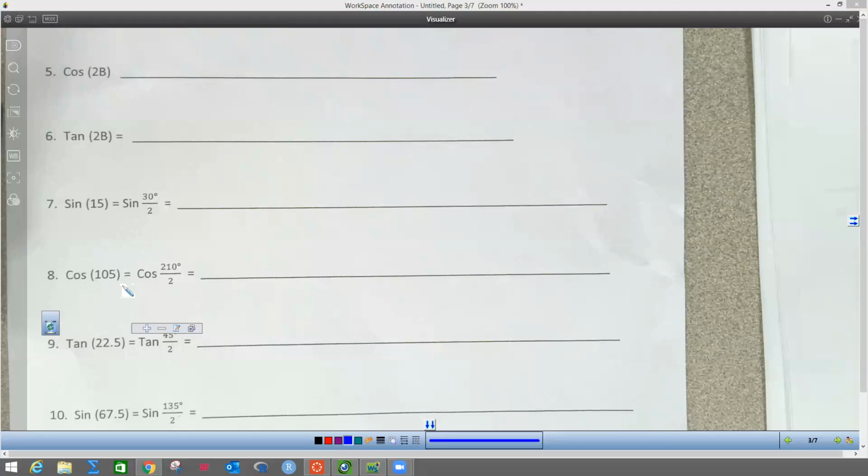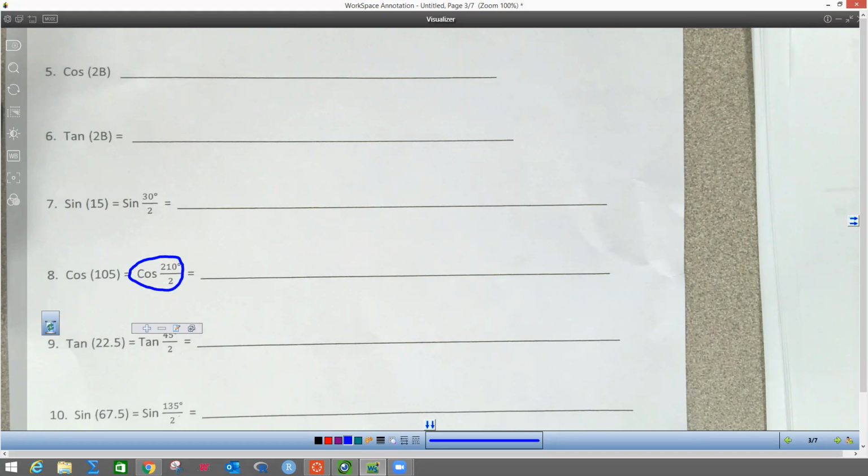Find the cosine of 105 degrees, and the person who gave you this said, we're going to use this formula right here to find the angle 105. And the way this is 105 is if you take 210 and divide it by 2, that's the same as 105.